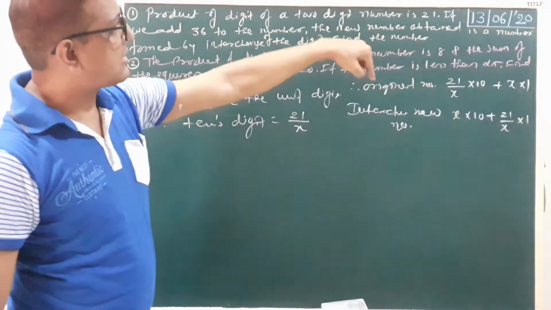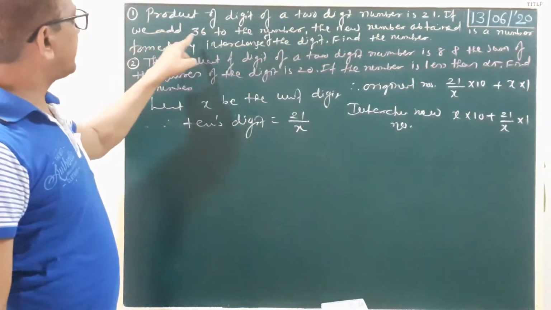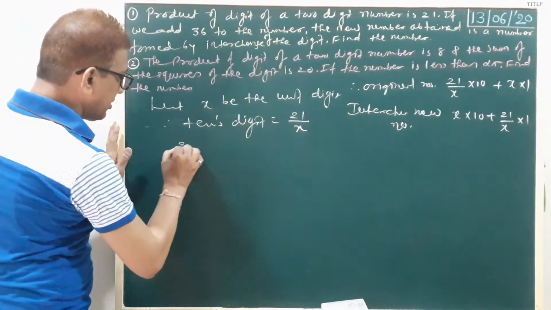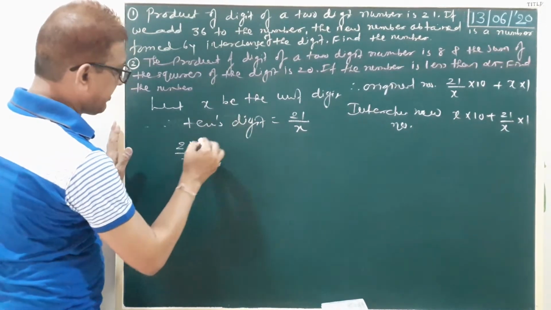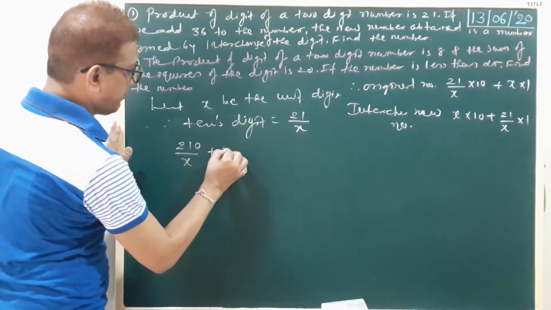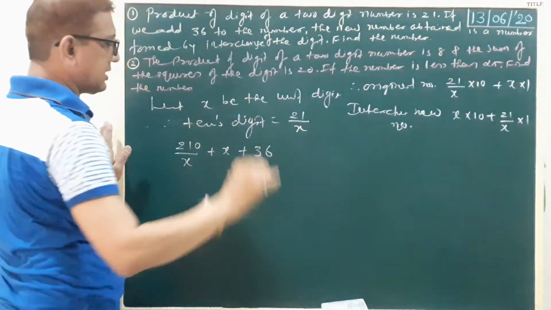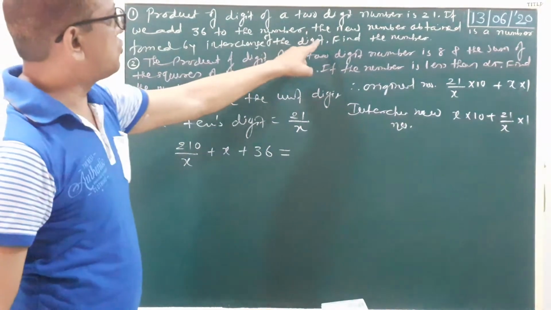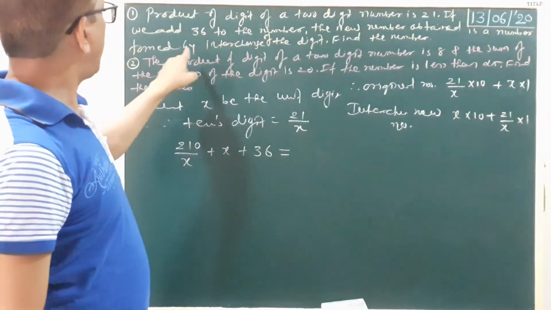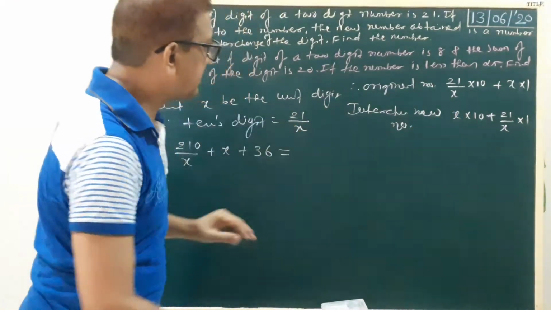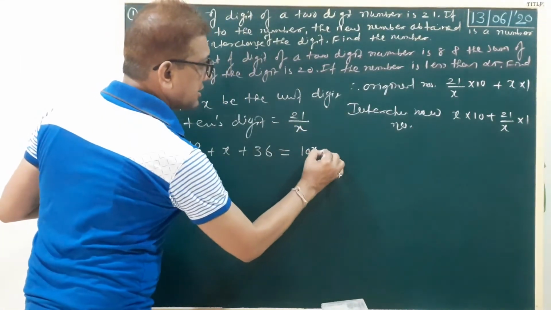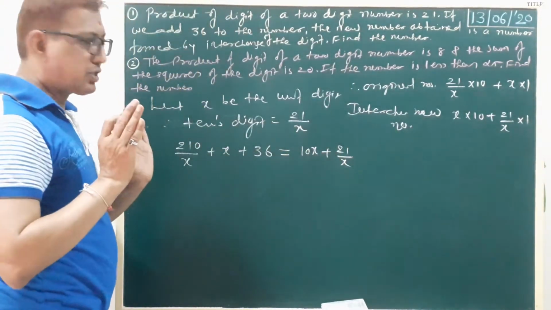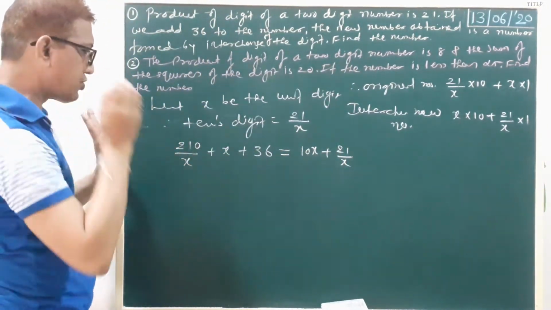Now read your second sentence. If we add 36 to the original number, our original number is 21 upon x multiplied by 10, that is 210 upon x, plus x. Here if we add 36, we get the new number, the number formed by interchanging the digits. So the interchanged new number is 10x plus 21 upon x. This is your equation. Now simplify and convert to a quadratic equation.